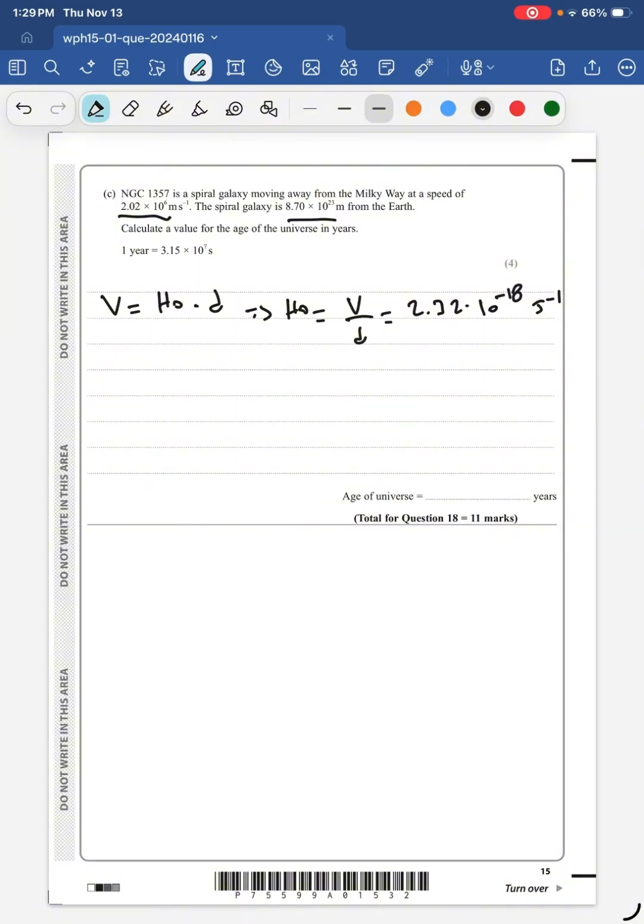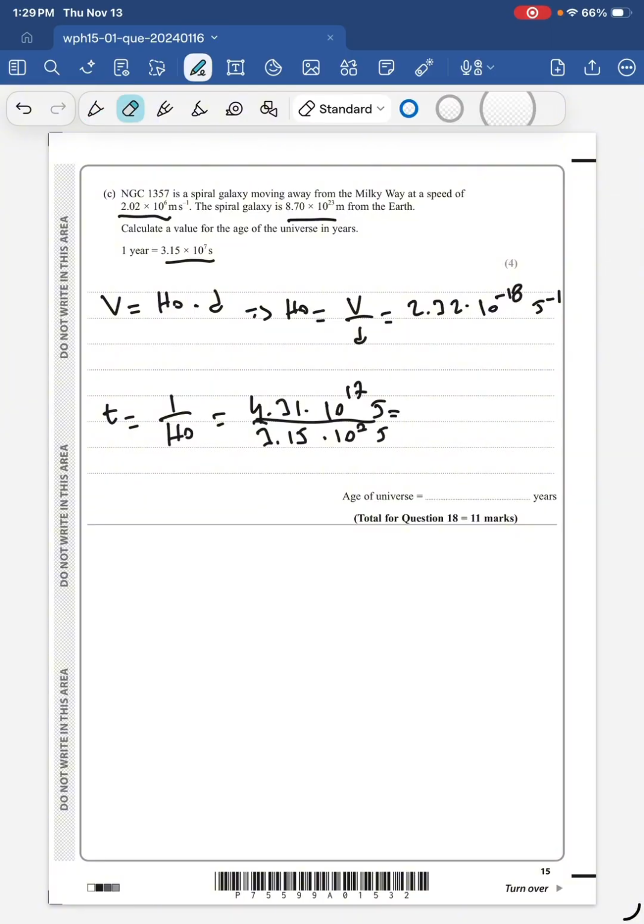Once you know the Hubble constant, the age of the universe can be calculated as the inverse of that constant. So, 4.31 times 10 to the 17 seconds, which they give us. To find the age in years, we have to divide by 3.15 times 10 to the 7 seconds per year, which will give us 1.37 times 10 to the 10 years, okay?